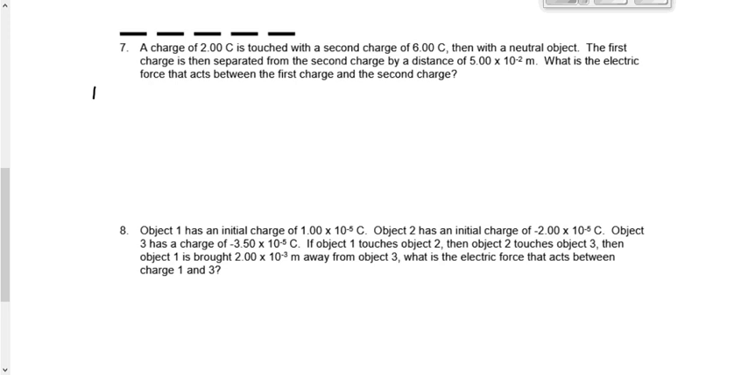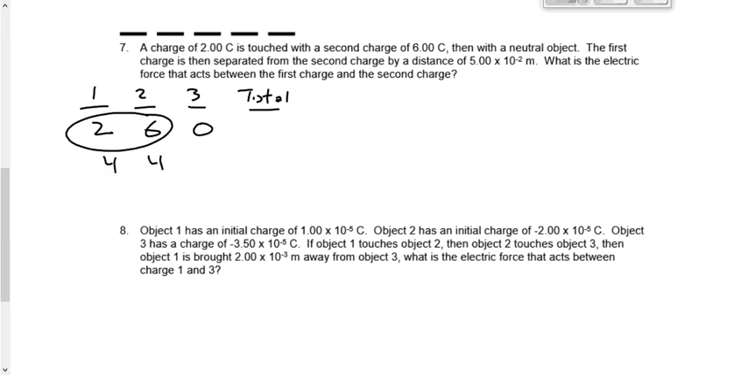Let's do our little chart to find out what the charges become, and then let's find the force. Charge 1, charge 2, charge 3, and remember we like to tally up the total charge along the way as well, just to make sure we're doing it right. Charge 1 is 2 coulombs, charge 2 is 6 coulombs, and then neutral. 1 and 2 touch each other. What did 2 and 6 become if they balance out? 4 and 4, right? So we got 4, 4, and 0.